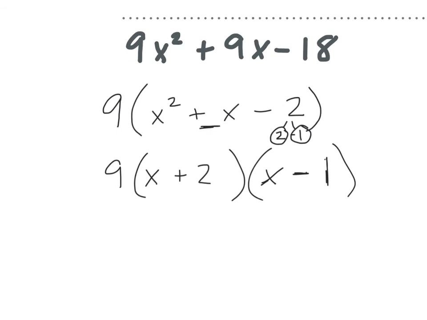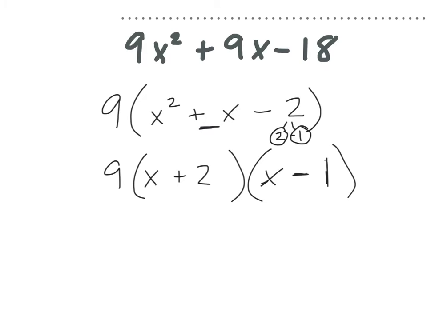So if we were to FOIL this back out and multiply it all by 9, we would get the original, what we started with.